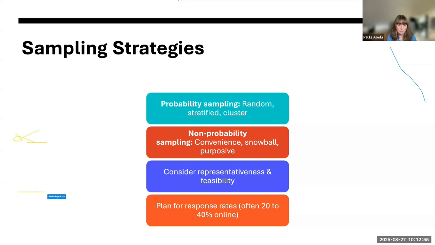And you have to be realistic about response rates. So online surveys often achieve only 20 to 40%. So you must oversample accordingly. You might also do a power analysis. This is also something we spoke about when I taught you statistics. There's this nice software called G*Power.